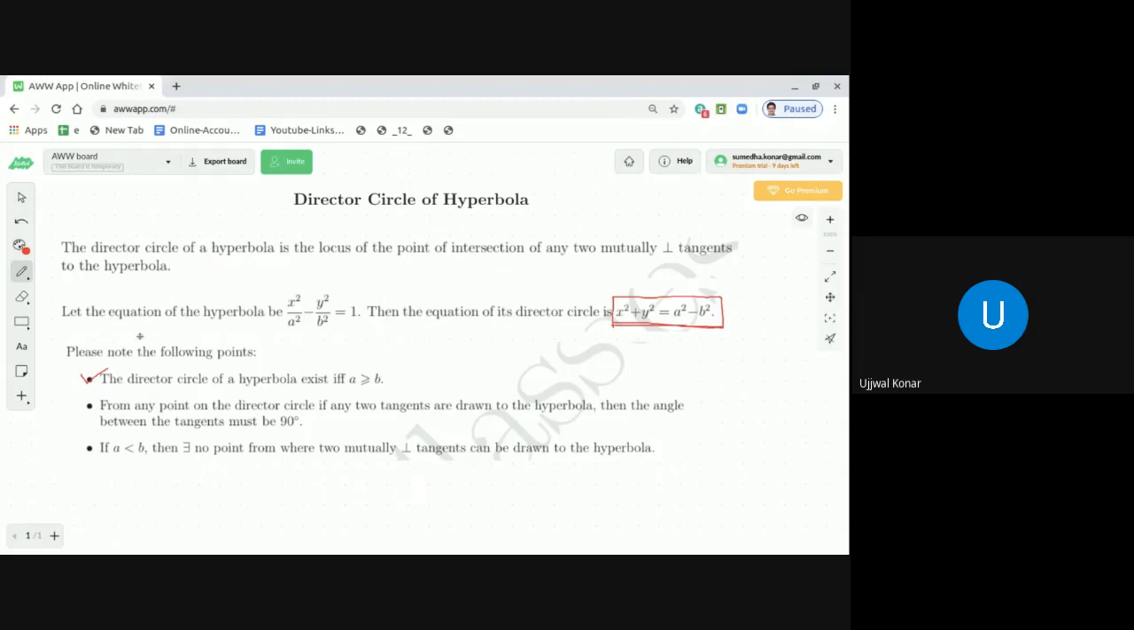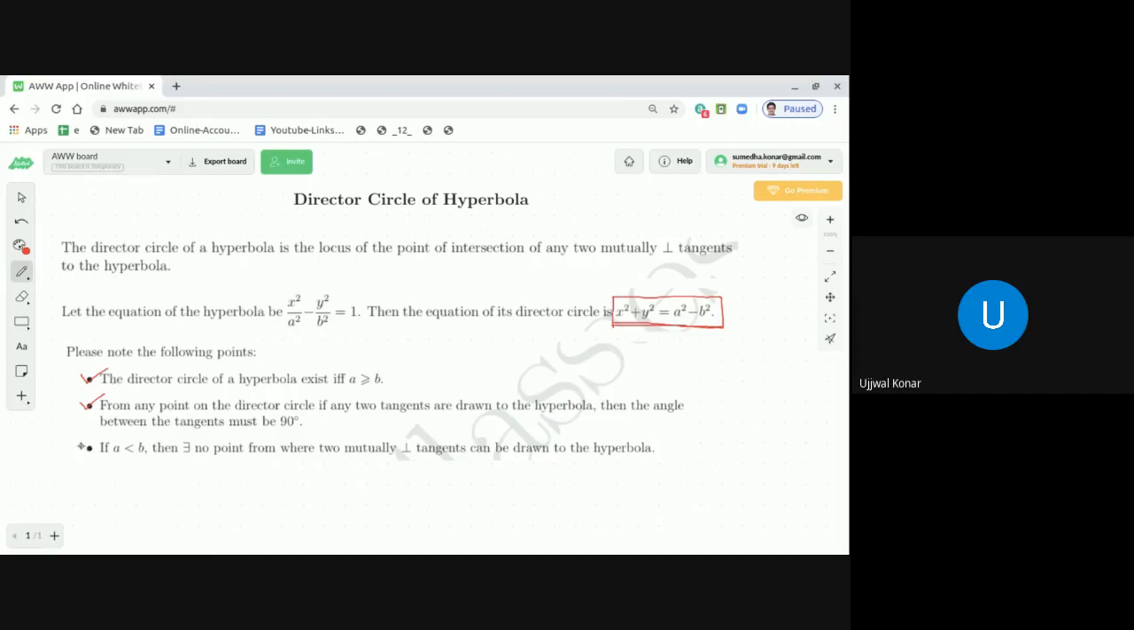The second point is that from any point on the director circle, if any two tangents are drawn to the hyperbola, then the angle between the tangents must be 90 degrees. Absolutely. This is coming from the definition of the director circle.